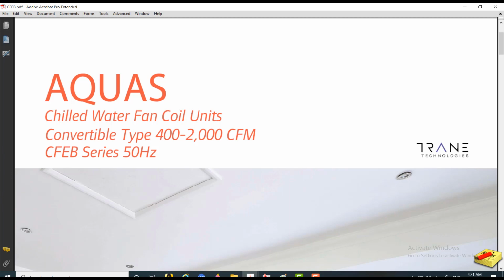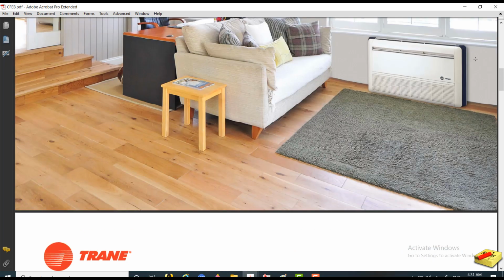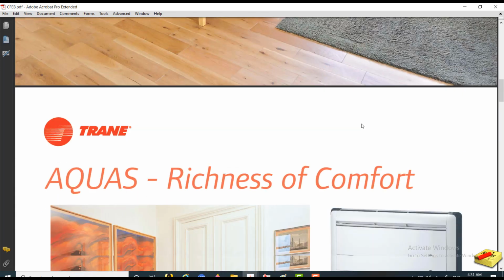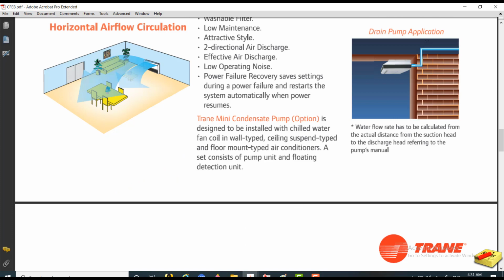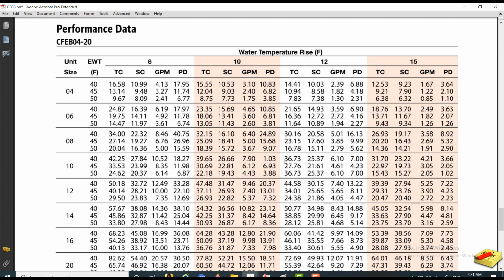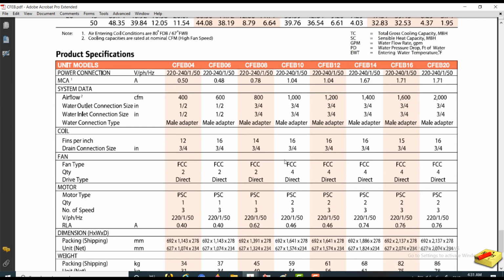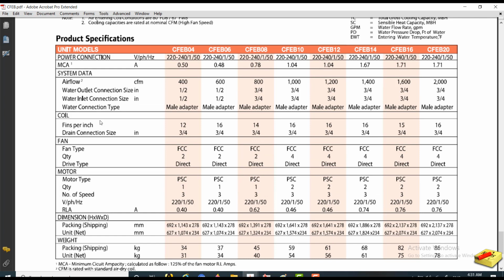Okay, so going back yung catalog ng Trane. So we have here this one. Pwede natin gamitin, will be mounted on the ceiling. So we can use the body of this one. Okay, so we have your product specification.